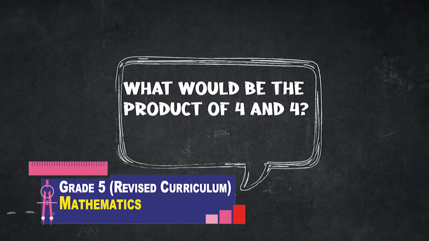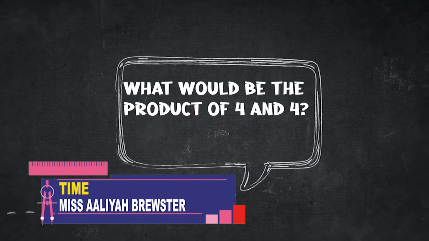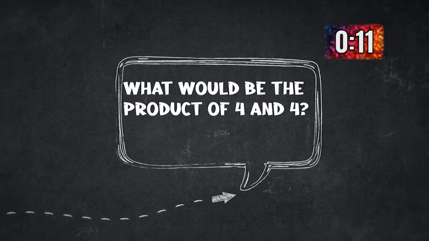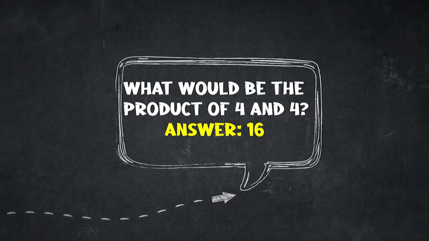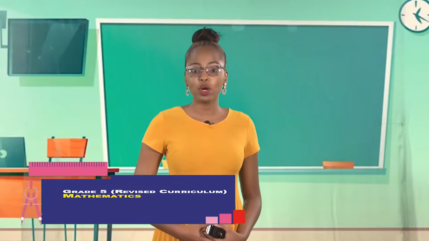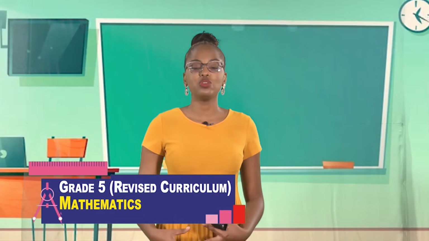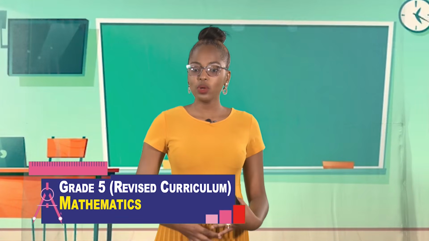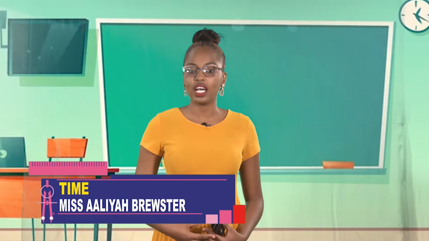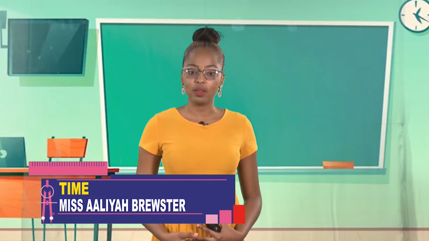Next question. What would be the product of 4 and 4? The product of 4 and 4 is 16. Of course, here the word product is being substituted for multiplication. So whenever you hear product, you should know that they're asking you to multiply.